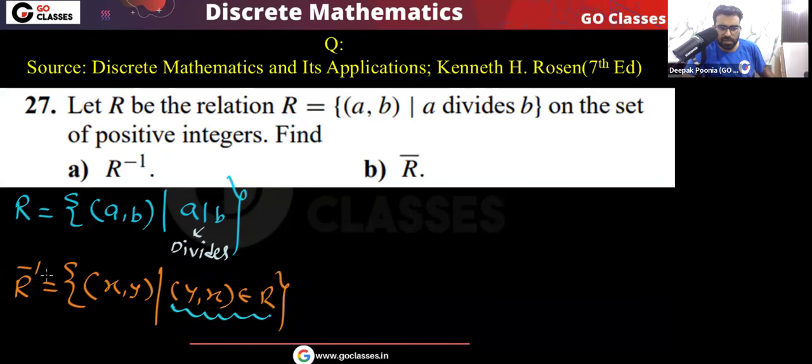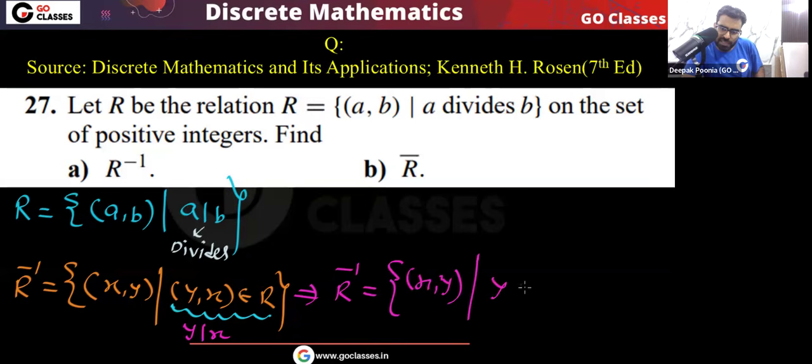So tell me what it means here. First element divides second element. Here this simply means y divides x. Yes or no? So I can say that R inverse will be xy such that y divides x. Y divides x. That's it. This is the answer. I hope you understood.